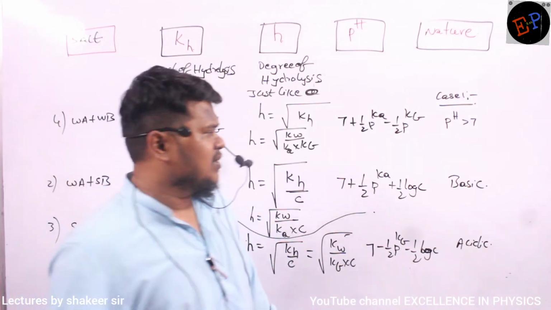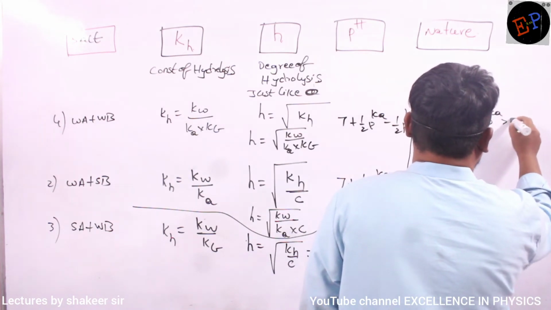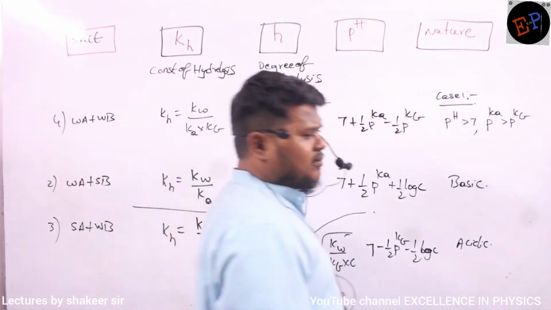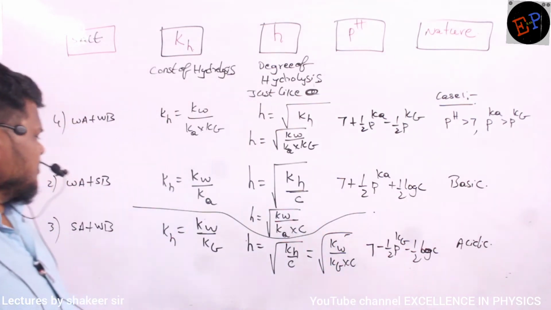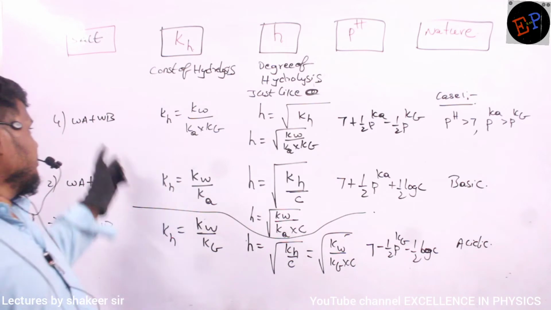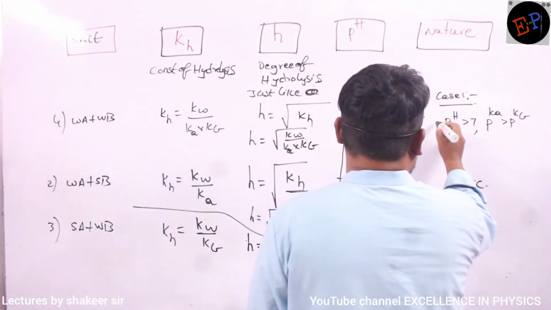Are you able to understand? Clear? So therefore, what is the condition? The condition is pKa must be greater than pKb. Then only the pH value will be greater than 7. Of which salt? The salt which is formed of weak acid plus weak base. Are you able to understand? Similarly, this is case number 1.